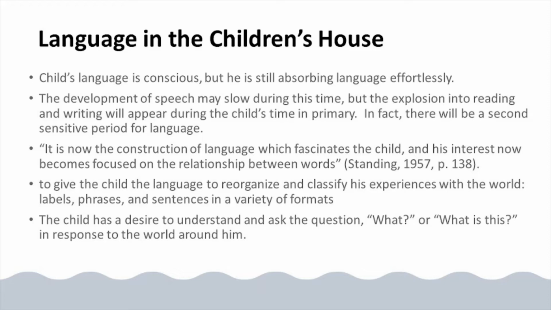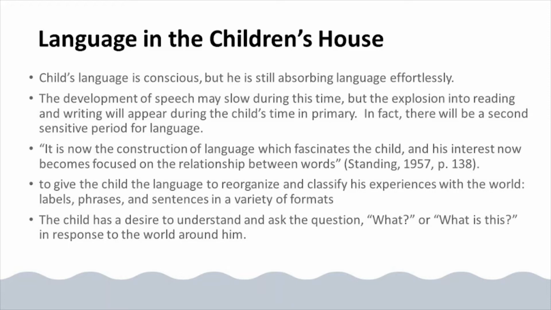Let's talk a little bit more about Montessori. In Montessori, the 3 to 6 age group is called the children's house. It's also called the primary environment. So if you're looking at Montessori, we use these terms interchangeably: children's house, primary, age group 3 to 6. And in this age group, the child's language is conscious, but he is still absorbing language effortlessly.